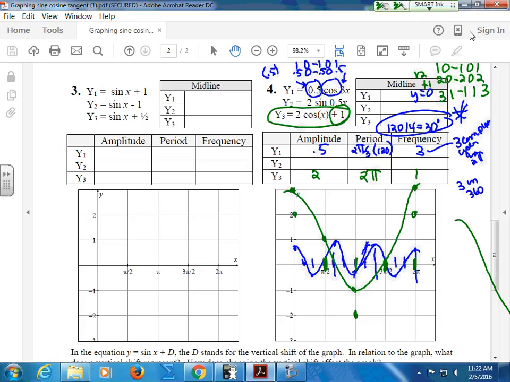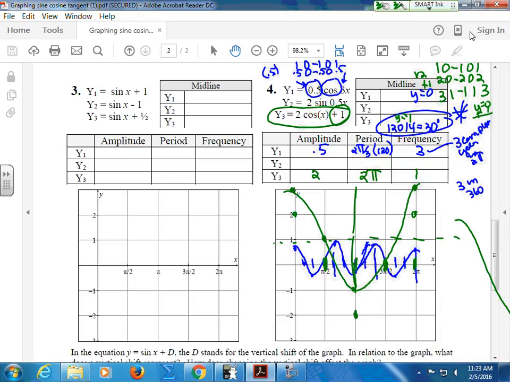There's my graph. And did my midline change? Yeah. It went from y equals 0, I added 1, the 2 does not affect it, so I am now at y equals 1. And if I look here, isn't it going down 2 here and up 2 here?